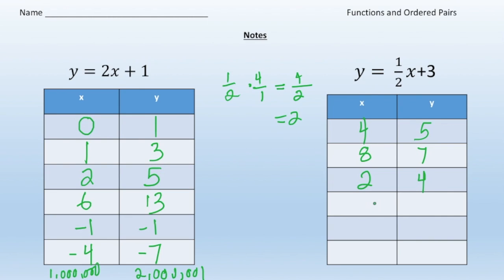Let's use some negative values here. How about if I use negative 2? Well, half of negative 2 is negative 1, and negative 1 plus 3 is positive 2. If I use negative 4 for x, well, 1/2 times negative 4 is negative 2, and negative 2 plus 3 is 1. And it's good to always use 0. So 1/2 times 0 is 0, plus 3 is 3.